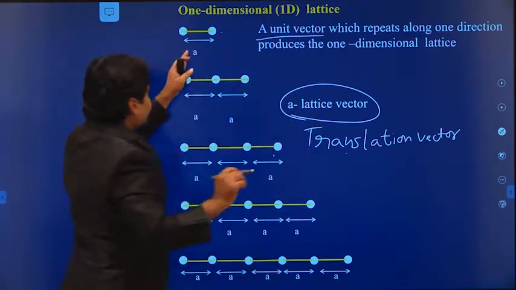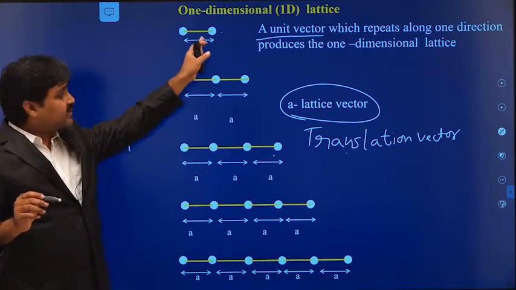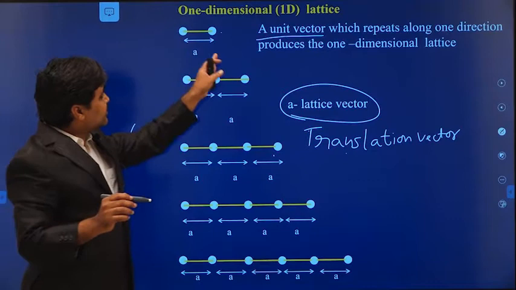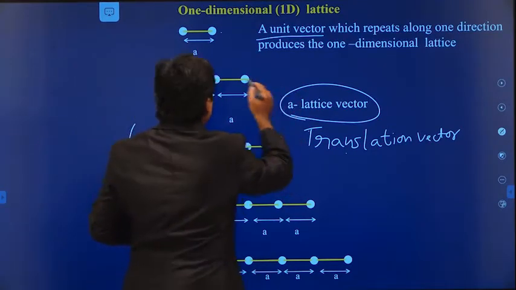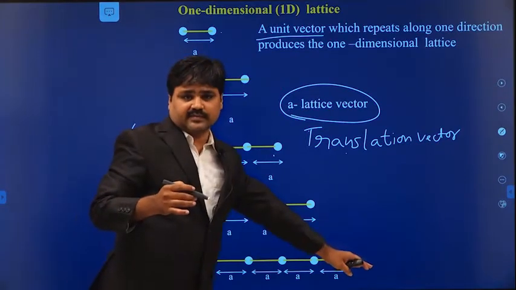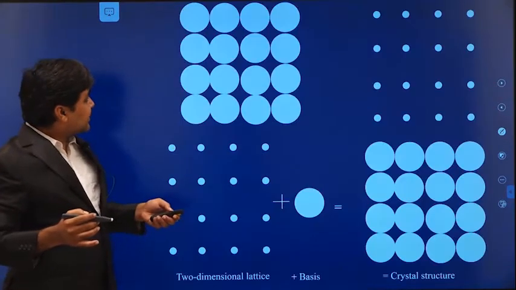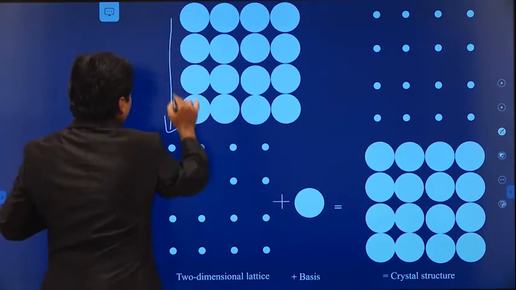So the unit vector for the one-dimensional lattice is a line. This one line becomes the unit vector which repeats along one direction. If you repeat this again and again, you can get the one-dimensional lattice. And the second one is the two-dimensional lattice.